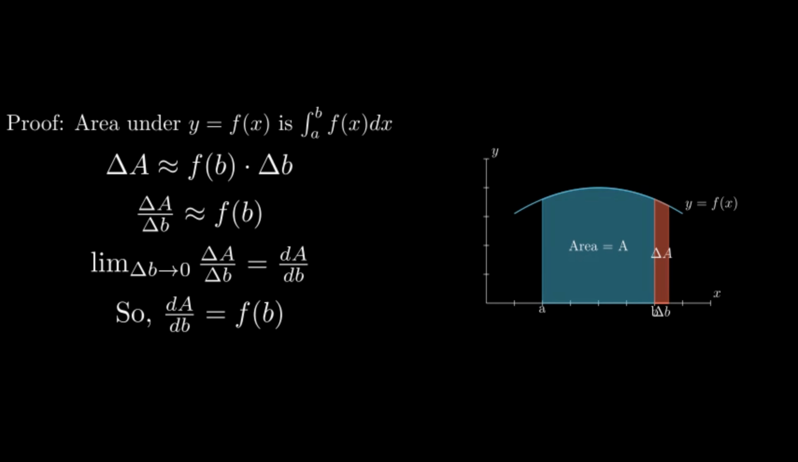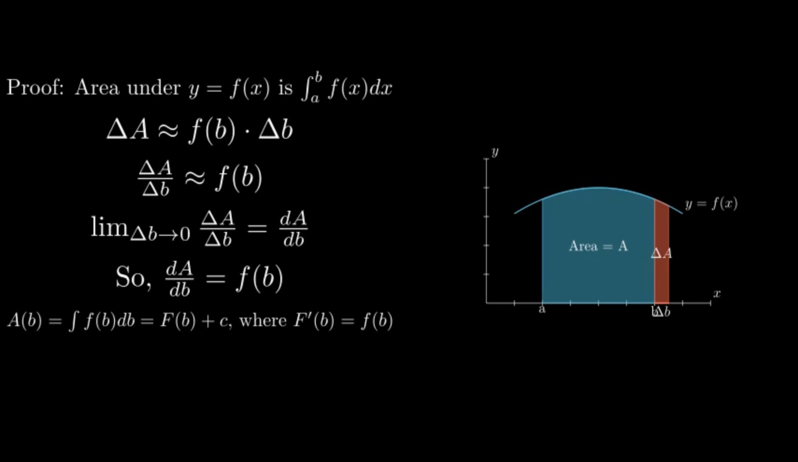So, if the derivative of our area function A is f, then to find the area function A itself, we must do the reverse of differentiation. We must integrate. This means the area function, A of b, is the indefinite integral of f of b, which we'll call capital F of b, plus a constant of integration, C. Here, capital F is the antiderivative of f.